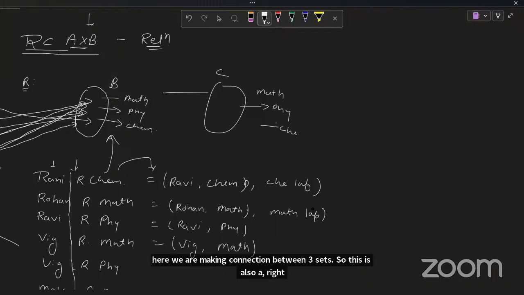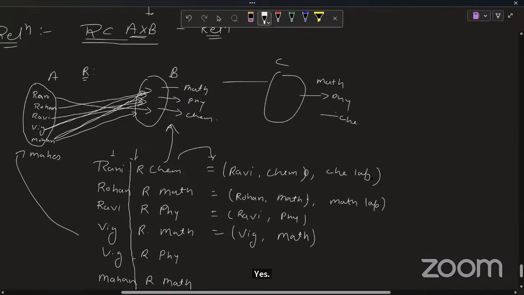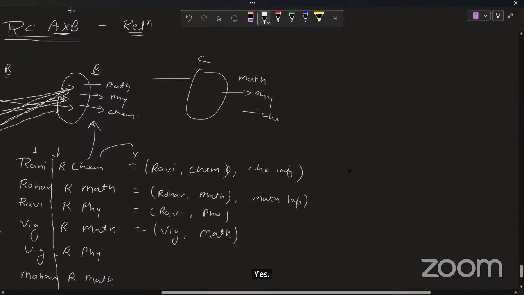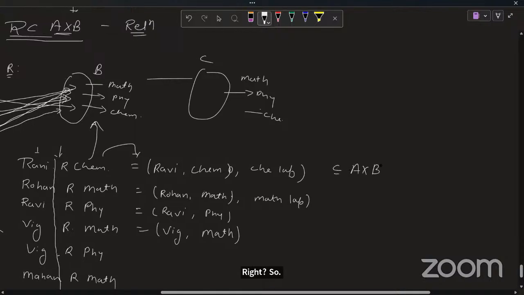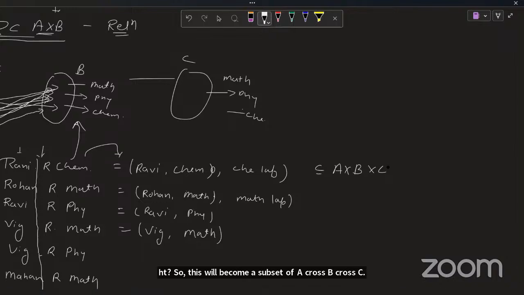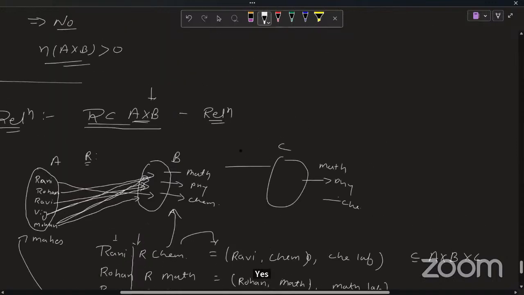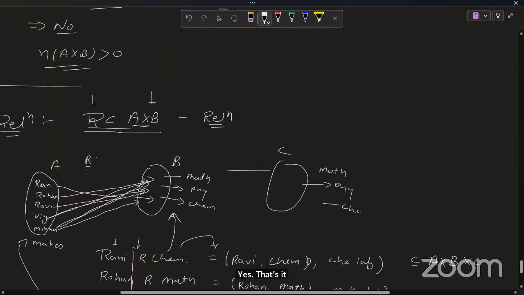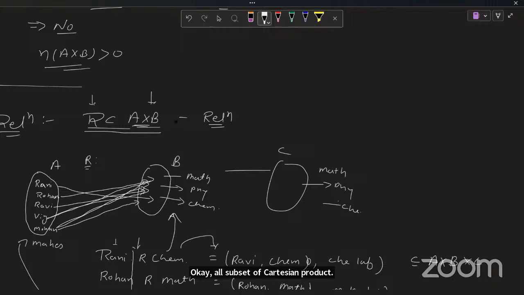Yes, sir. So this will become a subset of A cross B cross C, right? So what we have observed is that a relation is a subset of A cross B, or A cross B cross C, A cross B cross C cross D, or in general a subset of a Cartesian product. Understood up to this? What is a relation basically? Yes, sir. This definition is important.